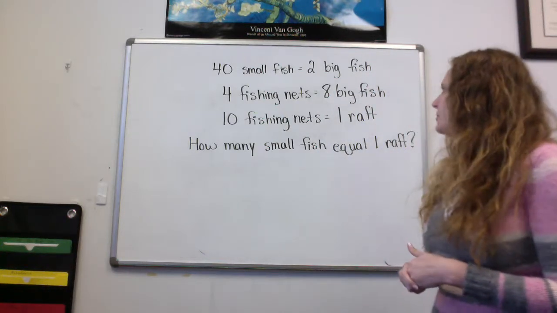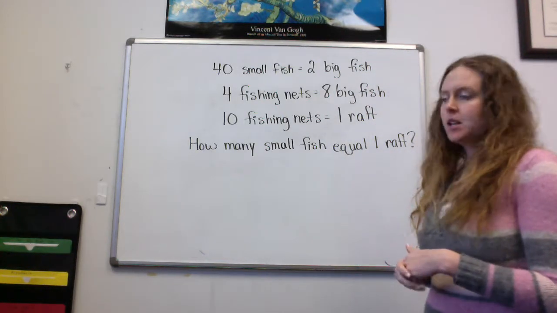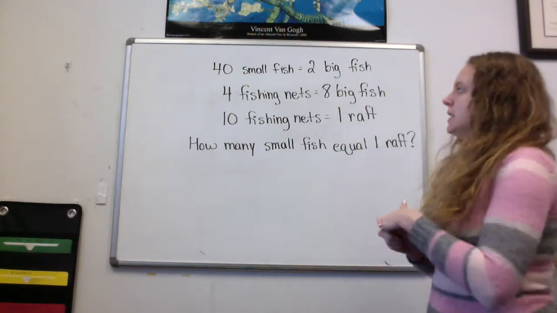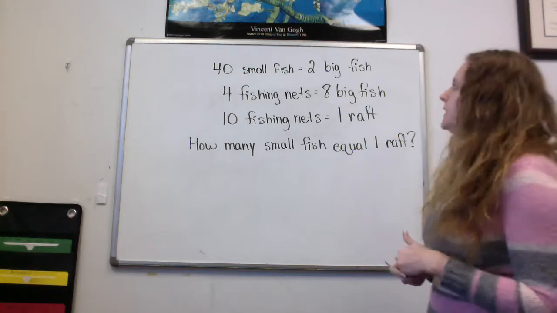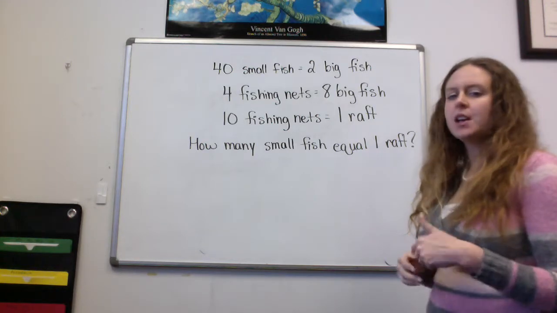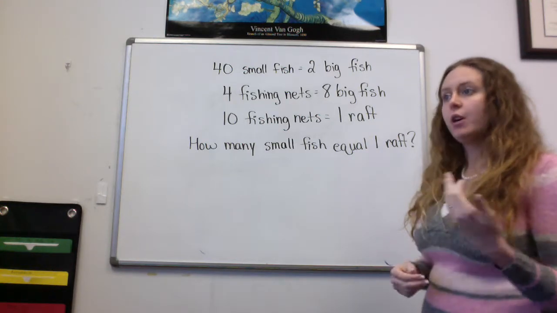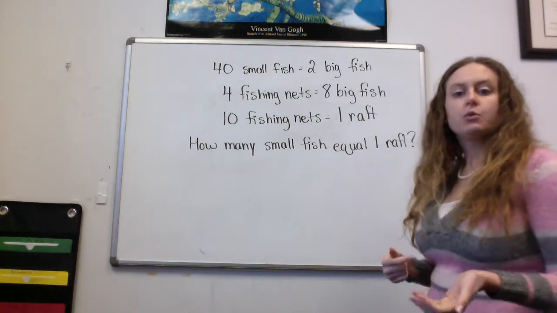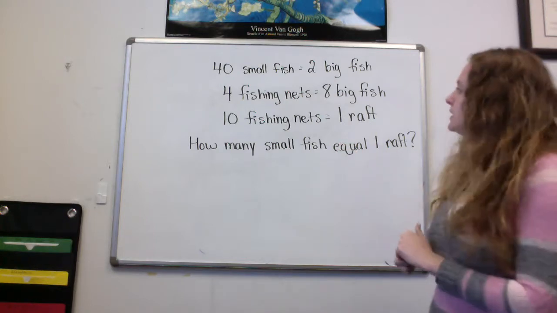Alright, I want to look at this problem where we have to change units. So we're given all this information, which are some pretty strange units. We're told that 40 small fish equal 2 big fish. This would be similar to saying there are 12 inches equals 1 foot, or 36 inches equals 1 yard. We've just made up these units.